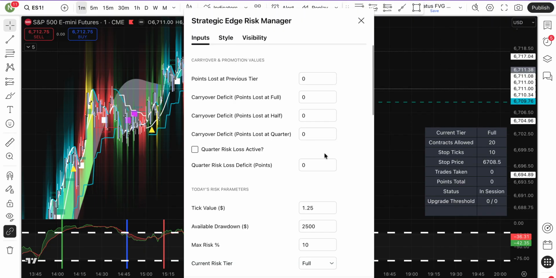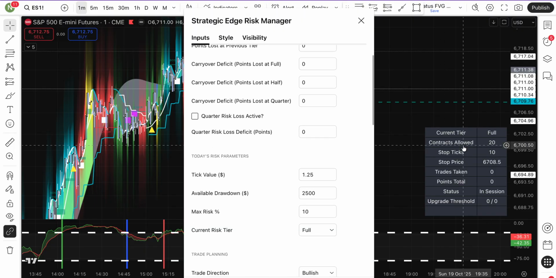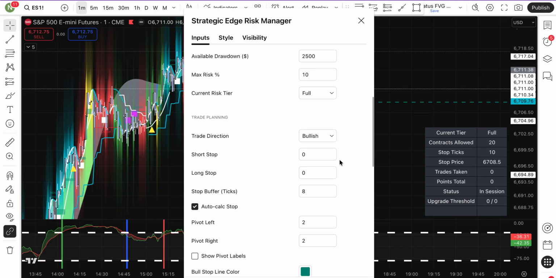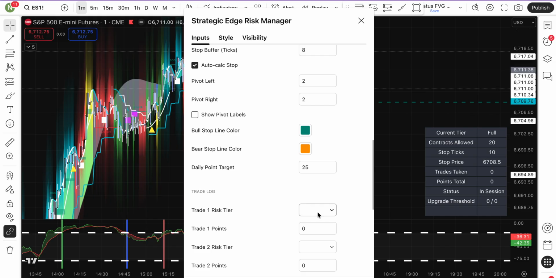So say we took that trade and we lost. We lost 10 ticks, so we lost 2.5 points. We would go in here. We took a full risk. Minus 2.5 was the outcome. You need to own that outcome.